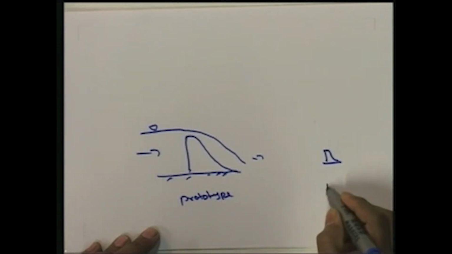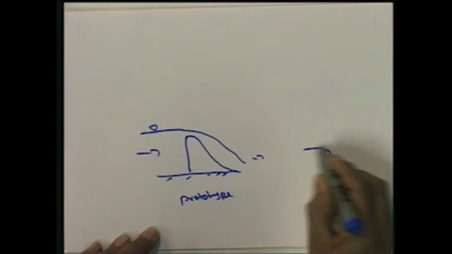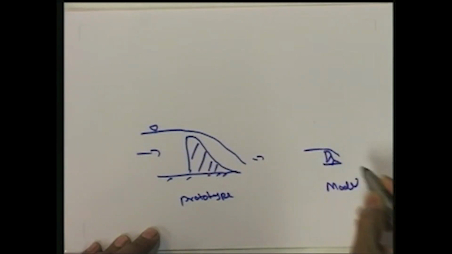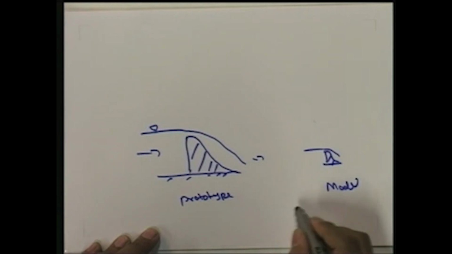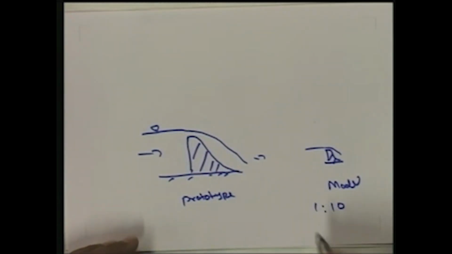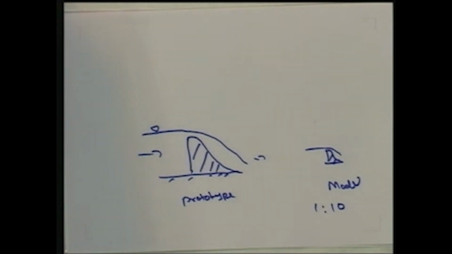So, here we have the model. We have to consider the problem like this. The scale is given, say 1:10. For this problem, we have to determine the velocity of the prototype, then the discharge of the prototype, and then the pressure head in the prototype and energy dissipated per second.